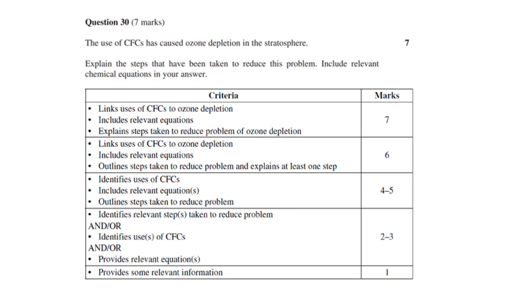Okay, now this question is an important one in terms of just making sure you're reading the question. Now, this was a 7-mark question, which means there's a lot of stuff they were looking for. So, first thing I'd be highlighting, and I would highlight through my HSC, the use of CFCs has caused ozone depletion in the stratosphere. Explain the steps that have been taken to reduce this problem.